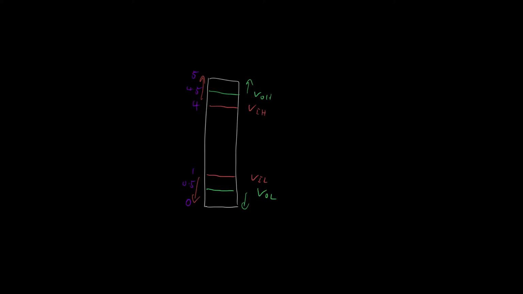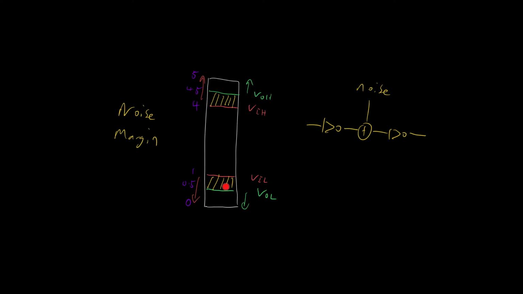The logic gate, if it's outputting a logic 0, is guaranteed to be outputting a voltage less than V output low. So V output low is the largest voltage such that this logic gate will output a low value. Similarly, V output high is the lowest voltage that the logic gate is guaranteed to output if its output is supposed to represent the number 1. For the same gate, the input is treated as a logic 0 provided it is lower than V input low, and it's treated as a logic 1 provided its input is higher than V input high.